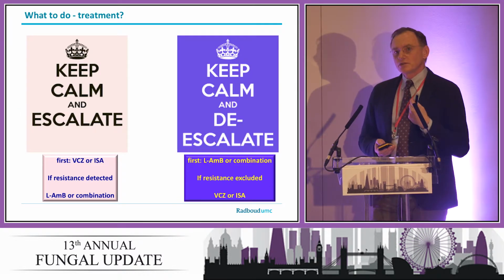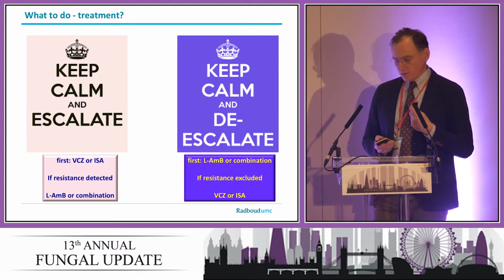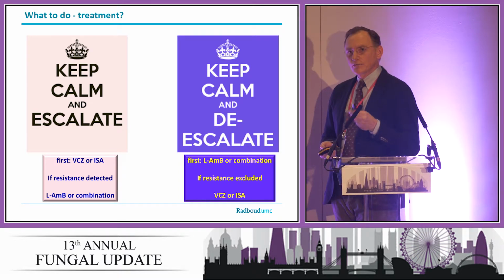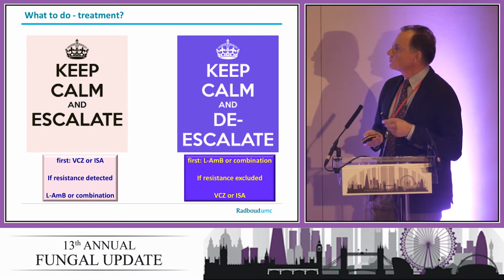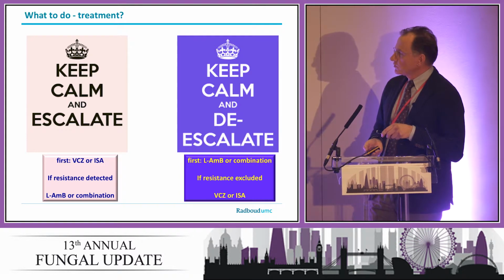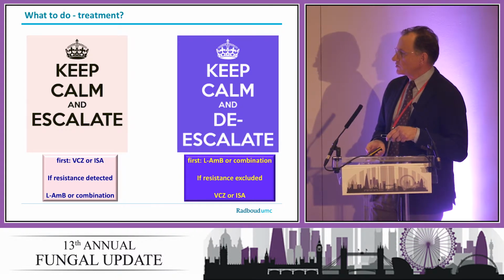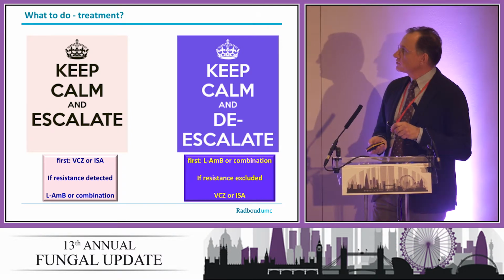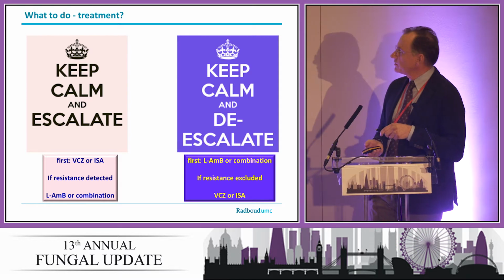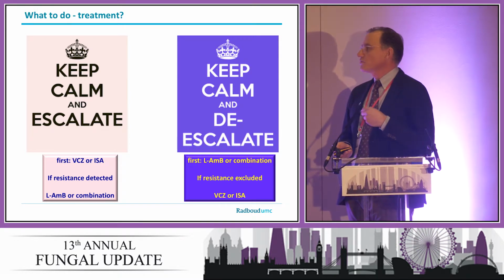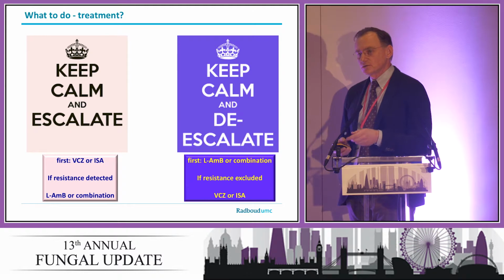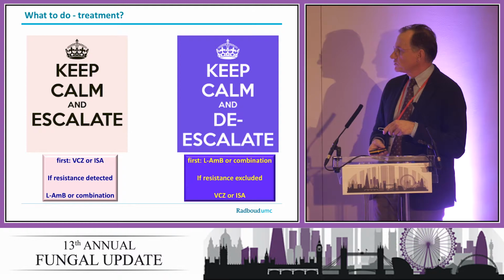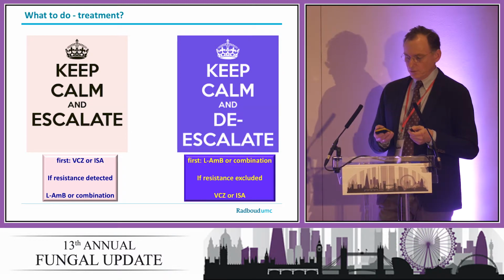So with this information, the question is, how do we manage these patients? So one thing you could do is escalate. Keep calm, as the British like to be. You start with an azole. If you find resistance, then you give combination of liposomal amphotericin B. The other strategy is keep calm, but de-escalate. So you start with liposomal amphotericin B or a combination, so you also cover resistance. And if you exclude resistance, then you de-escalate to azole monotherapy.